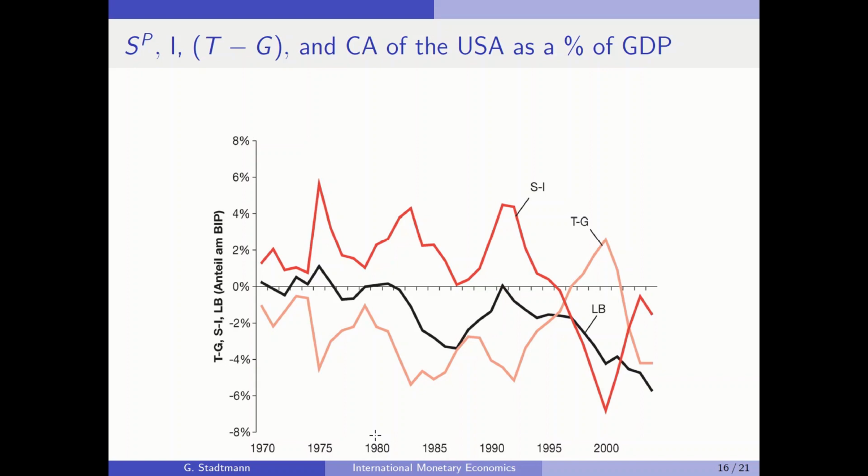What is also striking is there seems to be a negative correlation between savings minus investment and the government budget. So for example, here in this time period, it is a case that S minus I goes up and T minus G goes down. 74, 75, something like that. Okay, there's an oil price shock. Then once more here in the beginning of the 80s, also S minus I is going up and T minus G is going down.